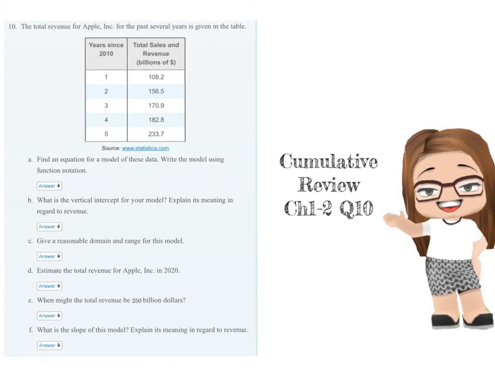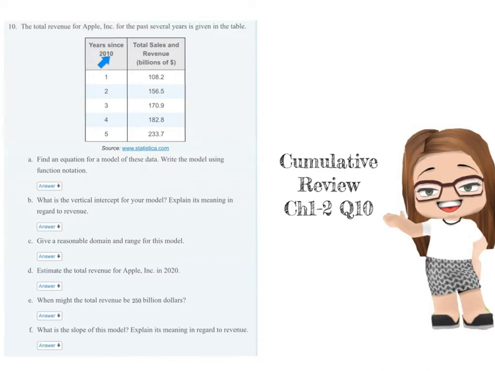This video will be explaining question 10 from the chapter 1 through 2 Cumulative Review. Question number 10 gives us a data table of total revenue values for Apple over the past several years.